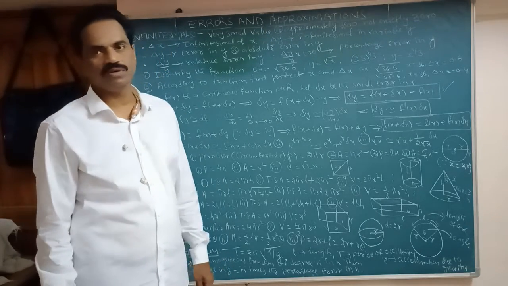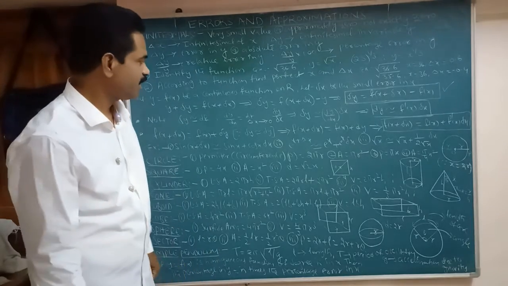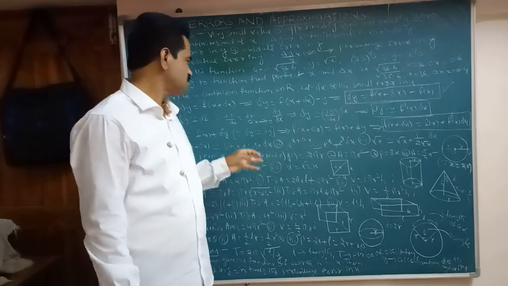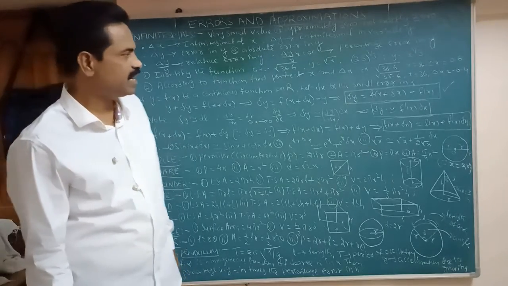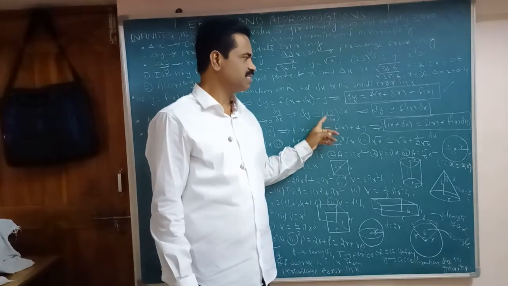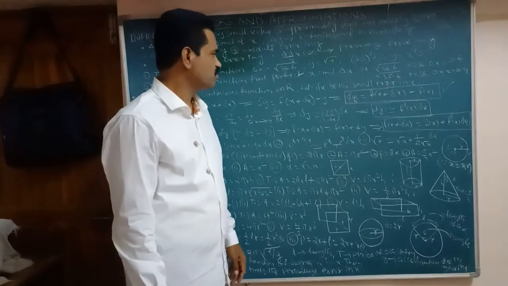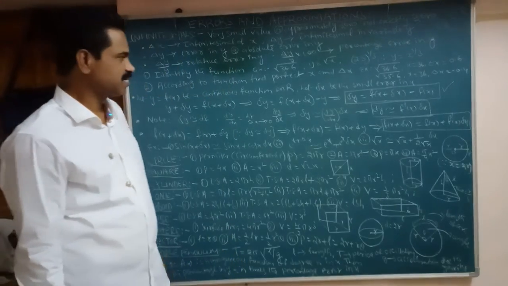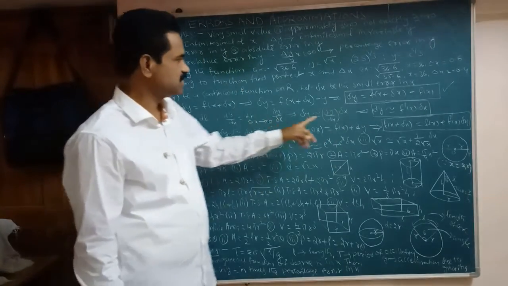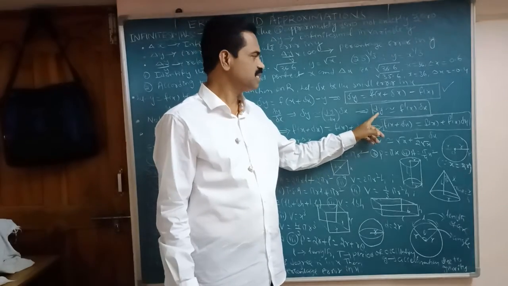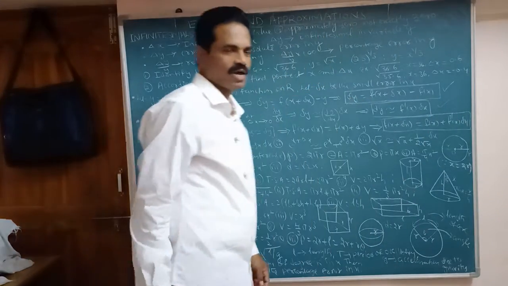So dy by dx equal to, we know that limit delta x tends to 0, delta y by delta x. Here then delta y equal to how much here? dy by dx into delta x, approximately. Here dy by dx is nothing but f dash x. Then dy equal to how much here? So here dy equal to f dash x into delta x, because here delta y is approximately dy. So dy is approximately f dash x into delta x, and this is the second formula.